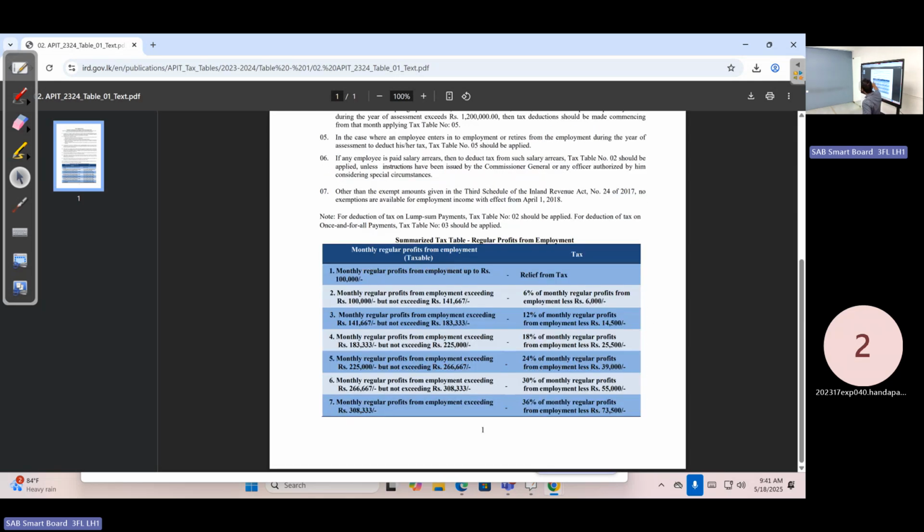So it says monthly regular profit from employment up to 100,000, no tax. More than 100,000 but not exceeding 141,667, you apply 6% of the total and minus 6,000. That is the monthly tax. So work out one more. Remember this.